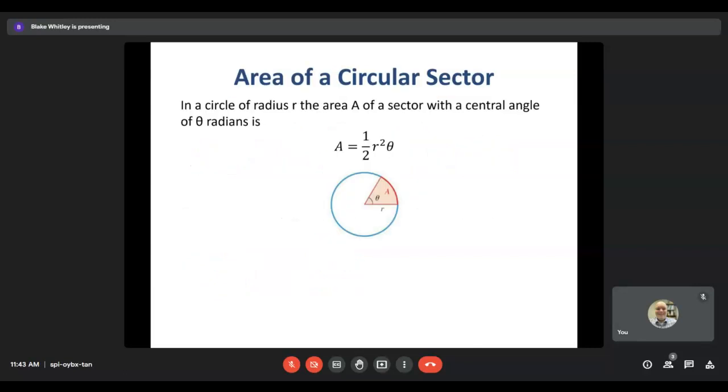All right, now the area of a circular sector. Okay, so a sector is basically like a slice of a circle. It looks like a slice of pizza. So anytime you're looking for the area of a sector, we're going to use this formula: A equals 1/2 r squared times theta, where theta has to, again, be measured in radians.